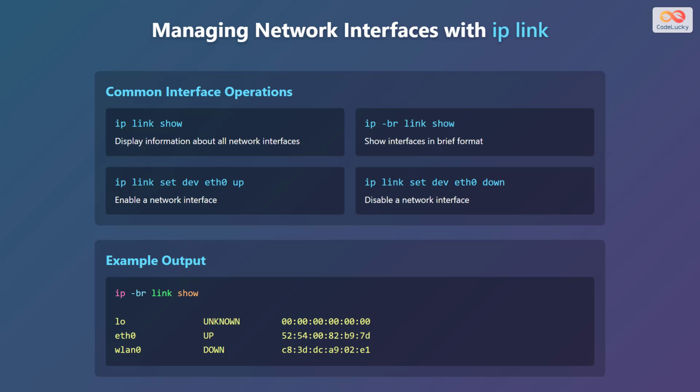Here is an example output. If you type IP -br link show, the output will show the loopback interface, which is usually named lo, the Ethernet interface, which is usually named eth0, and the wireless LAN interface, which is usually named wlan0, along with their status.